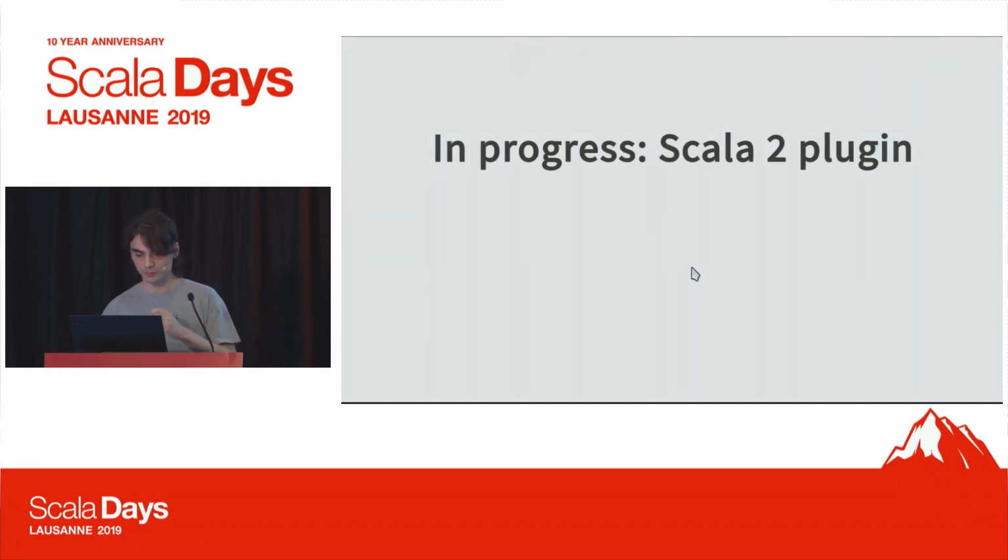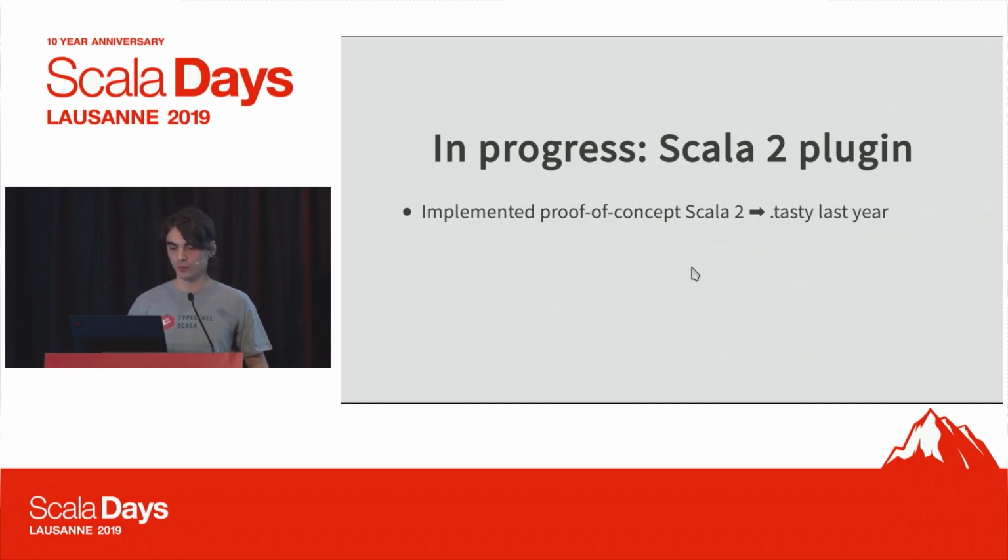Okay, and so far, tasty is basically the internal format used by Dotty, but we have bigger aims than that. We want it to be the format for intermediate representation of all of Scala. And to prove that this can be done, there's a proof of concept Scala 2 plugin we wrote last year that can take Scala 2 trees and convert them into tasty.